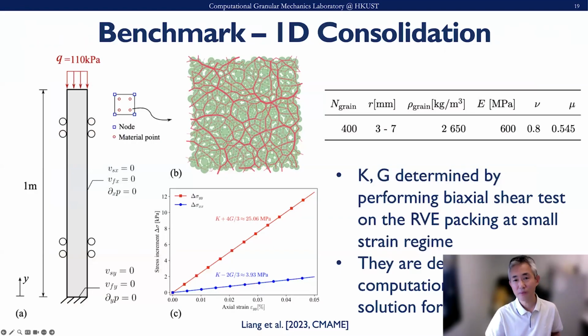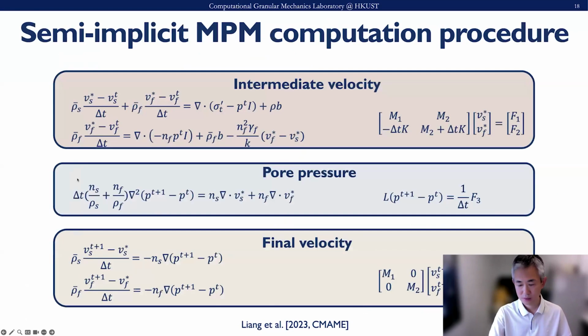Okay, and we do some benchmarks. The first benchmark is the 1D consolidation again. For the 1D consolidation, we have a saturated granular media subject to a ground surface surcharge, and we can use DEM to do some simple 2D biaxial shear at small deformation. From the deformation, we can do a correlation to extract the elastic parameters K and G, and this K and G will be used for the Terzaghi analytical solution for this 1D compression.